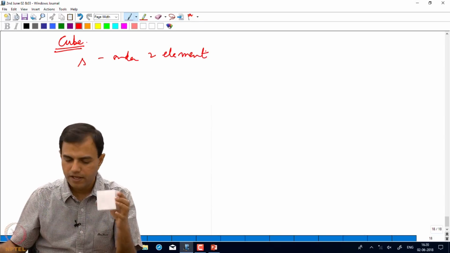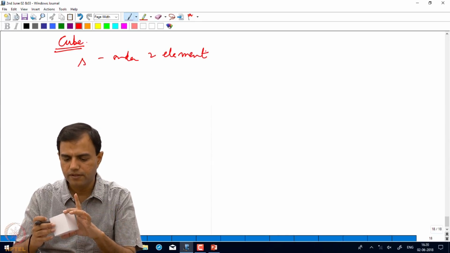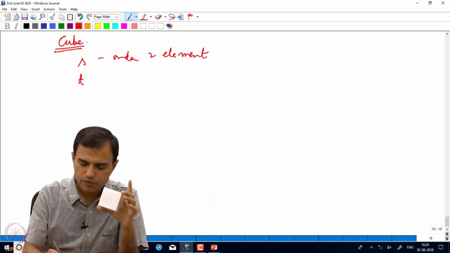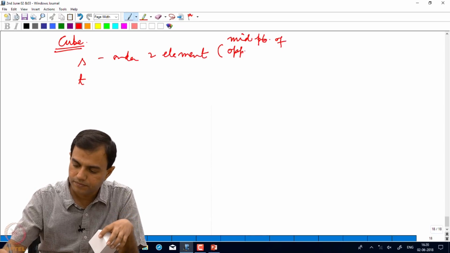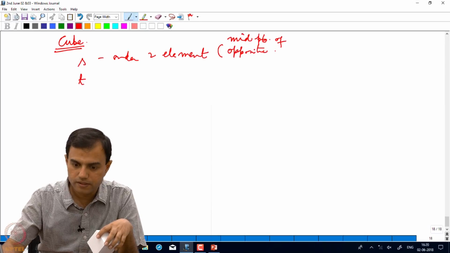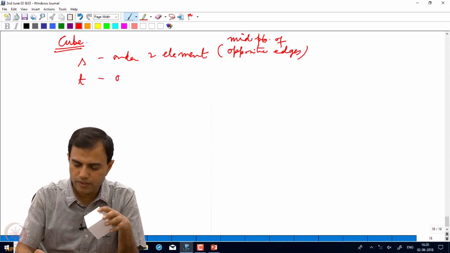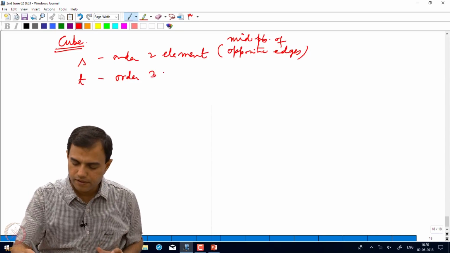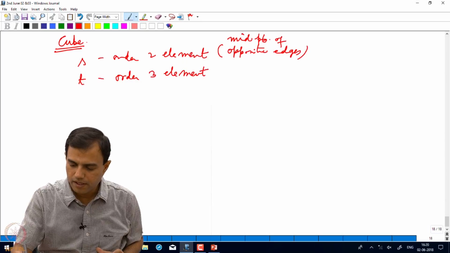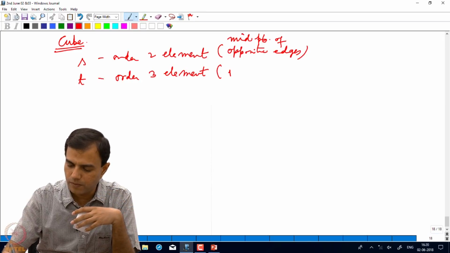the same every time. And what if I take opposite vertices? So, an order 2 element by taking midpoints of opposite edges, and, sorry, an order 3 element, I can obtain by considering opposite vertices.